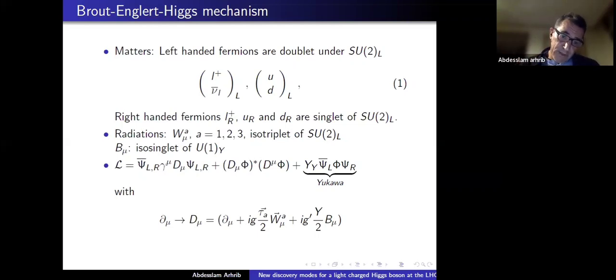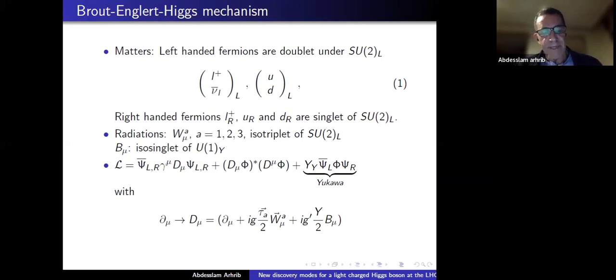So when you write down the Lagrangian, at least the kinetic term of the fermions, and if you ask for local gauge invariance, you should replace the normal derivative by the covariant derivative, which is given here at the top. When you ensure that your Lagrangian respects the gauge symmetry at the local level, you not only describe the kinetic term for the fermions, but also you predict the interaction between the gauge bosons and the fermions.